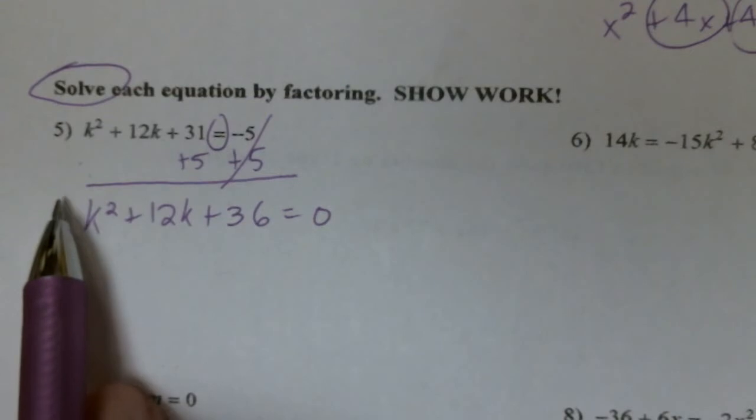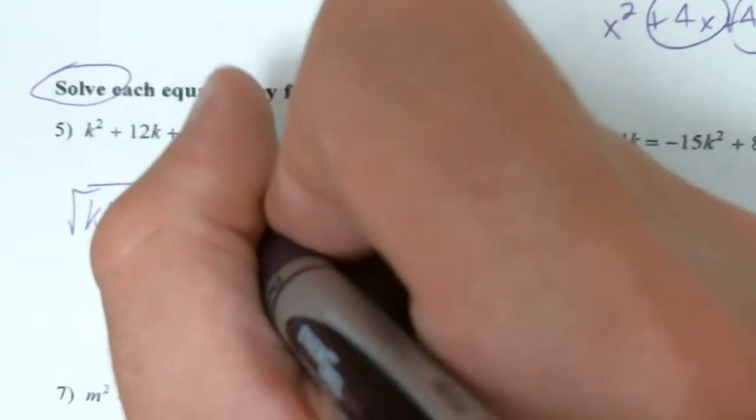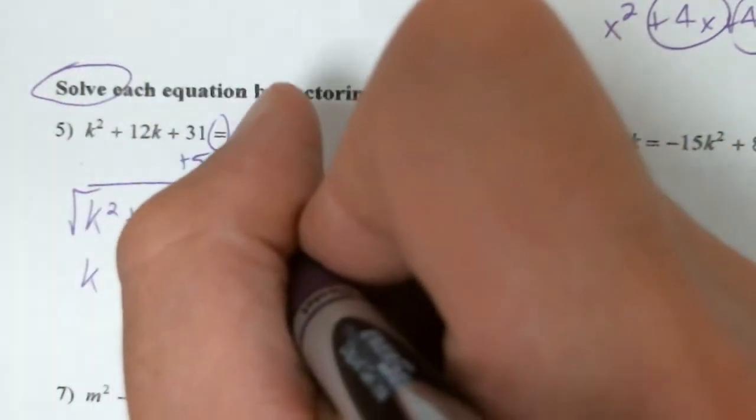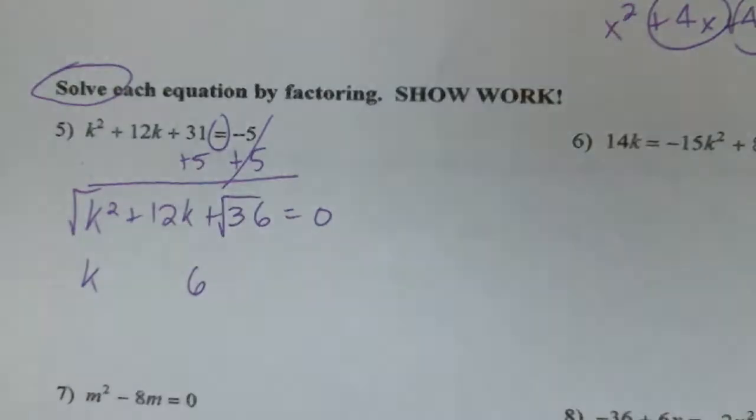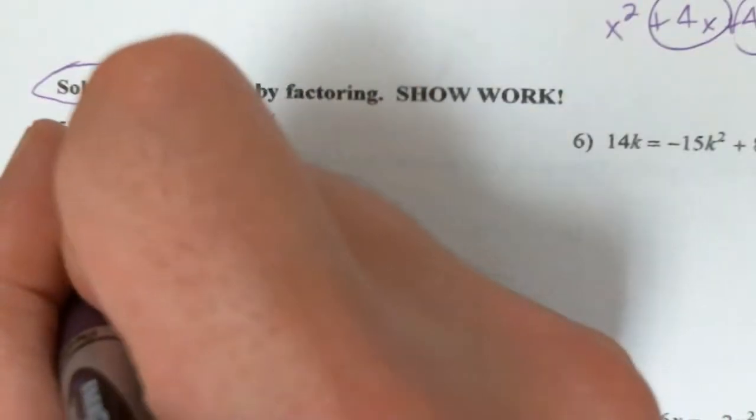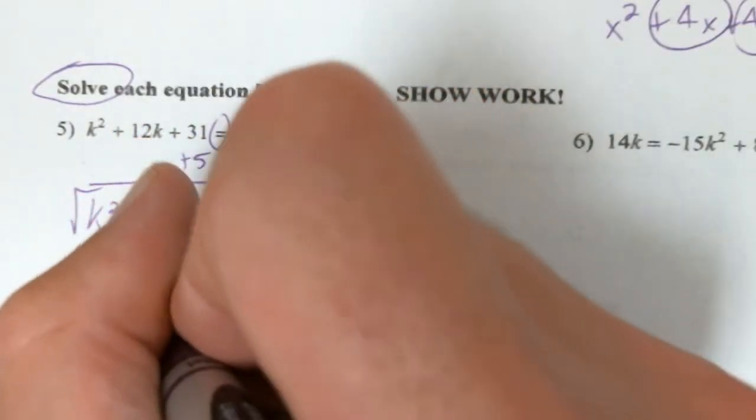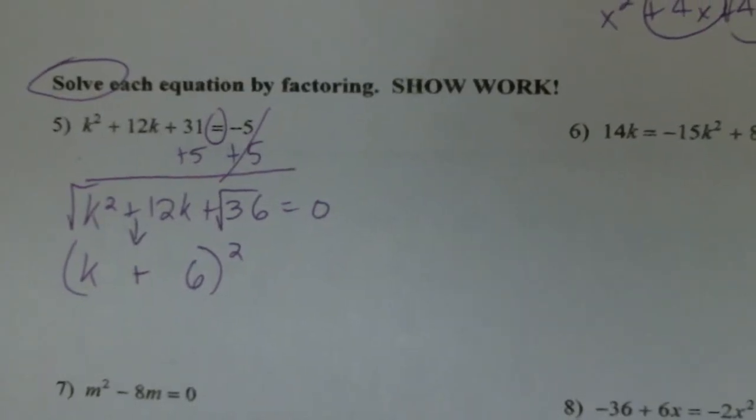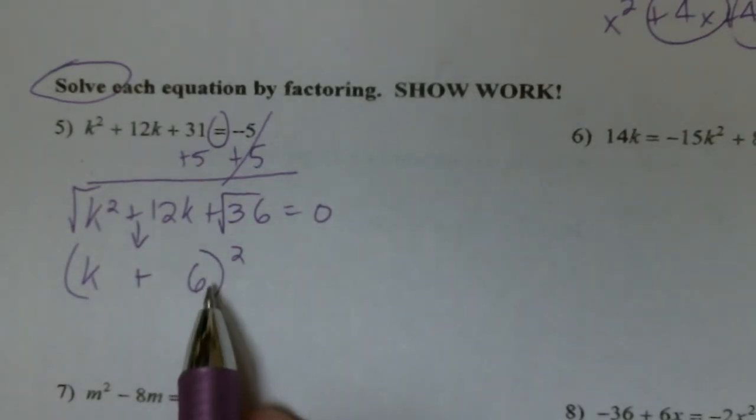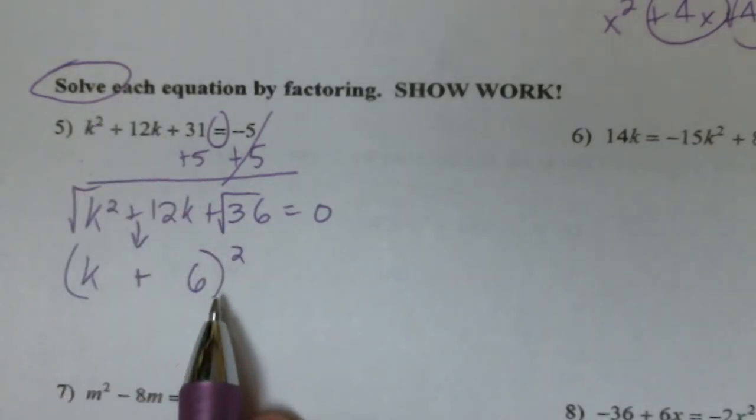Okay, GCF? No. Special case? Well, can I take the square root of those two terms? Yes, I can. Square root of k squared is k. Square root of 36 is 6. When I multiply those, 6k, and double it, do I get the middle term? Sure do. Throw a parentheses squared around it and bring down the sign. So your final answer is k plus 6 squared. Okay, now that's the simplified form. That's how it factors. All right, now we actually have to solve this.